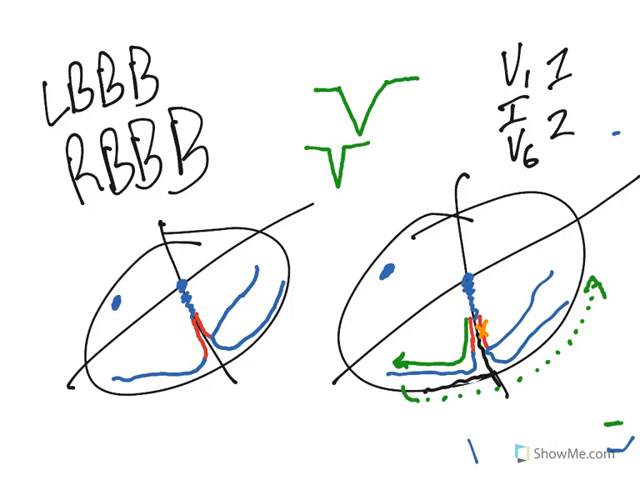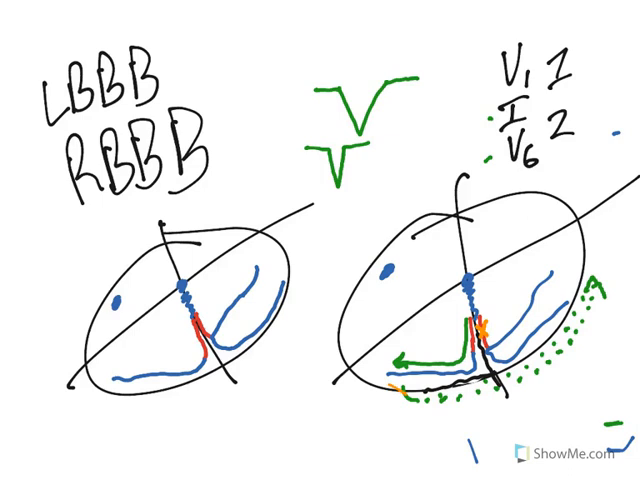And that's why we look at lead 1 and lead V6, because in those lateral leads, what I should see in a left bundle branch block is a slow upward deflection in leads 1 and V6. Slow upward deflection because we're going from cell to cell to cell. Well, in a right bundle branch block, it'll sort of be the opposite.